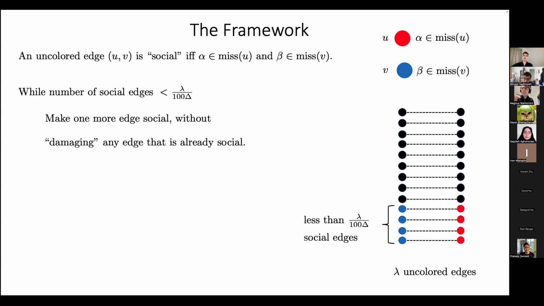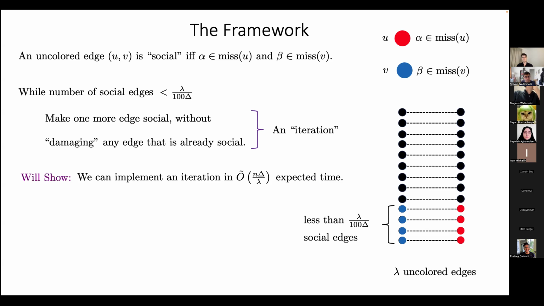So the idea here is that we want to somehow change the coloring in order to make one more edge social without damaging any of the other social edges that we've already created. Okay? And we refer to this process as one iteration. So what our algorithm does is it repeatedly creates one more social edge until we've made enough of them. And the idea is that we can implement a single iteration of socializing one more uncolored edge that isn't social yet in n delta over lambda time.